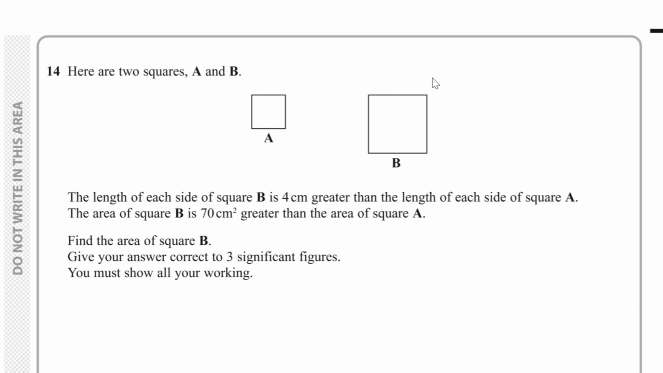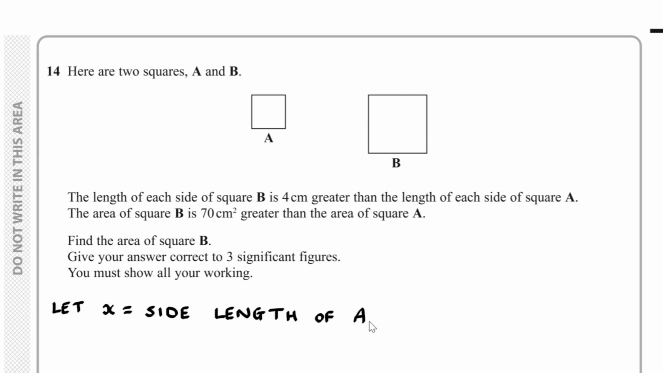Question number 14. Here are two squares A and B, and the length of each side of square B is 4 centimeters greater than the length of each side of square A. The area of square B is 70 centimeters squared greater than the area of square A. We have to find the area of square B. Give your answer correct to 3 significant figures. You must show all your working.